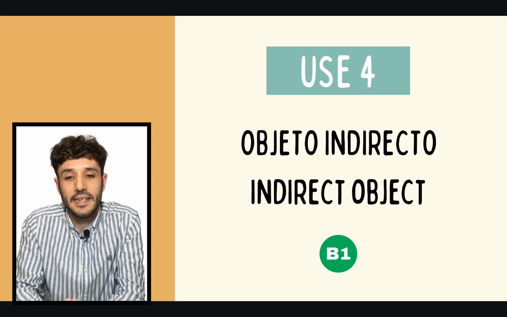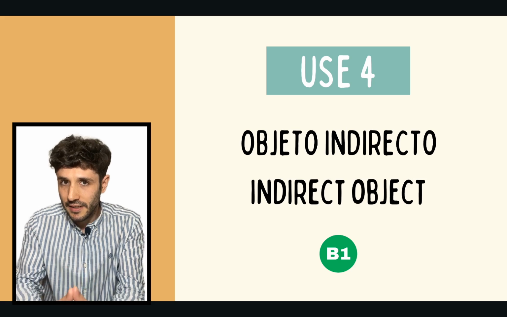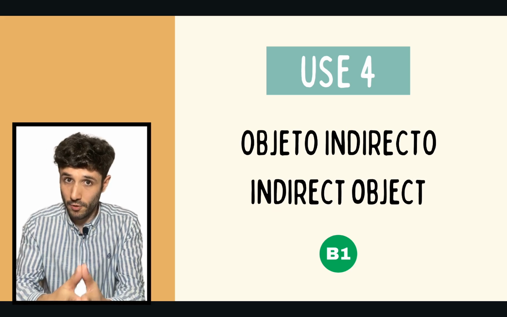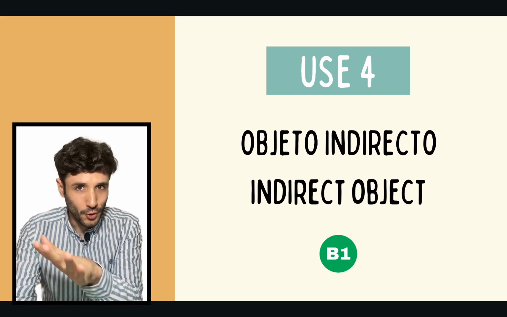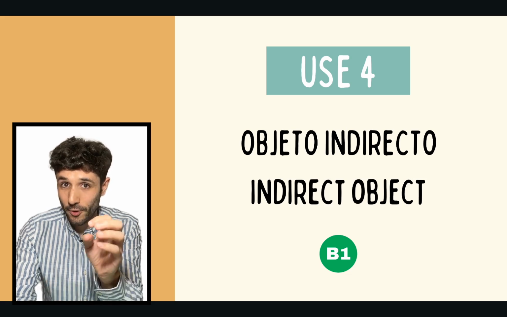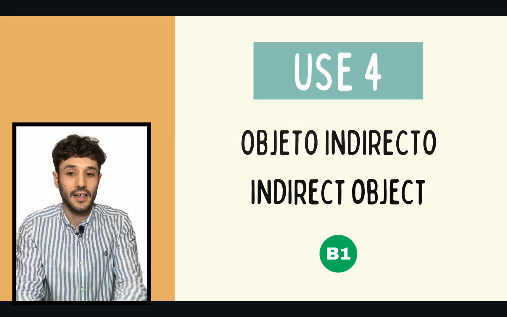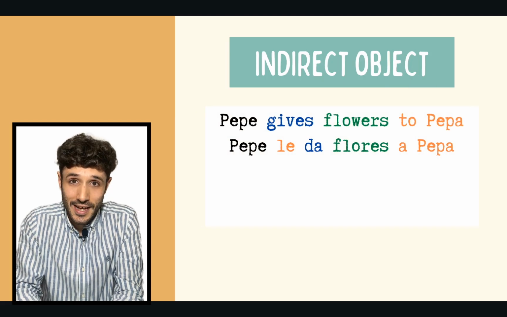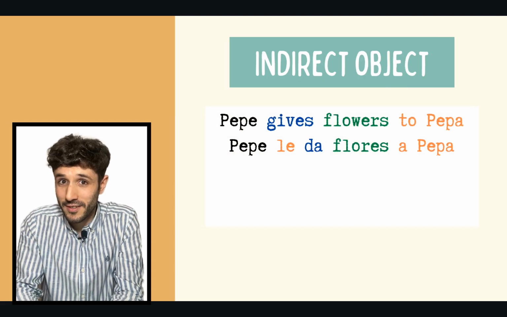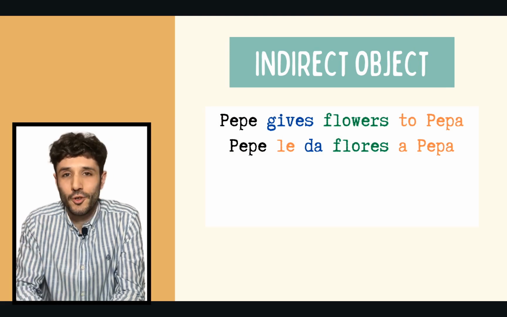The fourth one is how to use se as an indirect object pronoun. Objeto indirecto. I am going to assume you don't know what an indirect object is, and I'm going to teach you how to identify indirect objects in a sentence. First of all, not all sentences have either direct or indirect objects. Some of them have, so I'm going to teach you how to identify them.